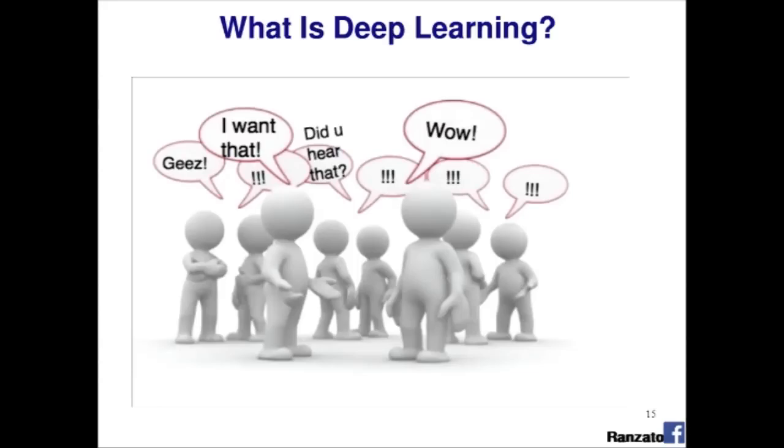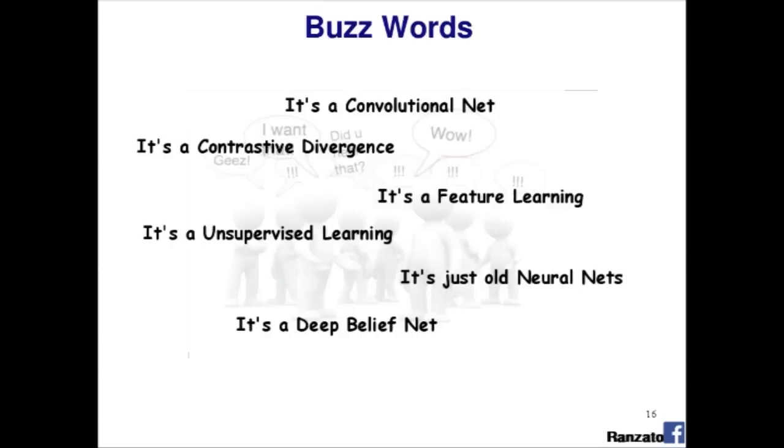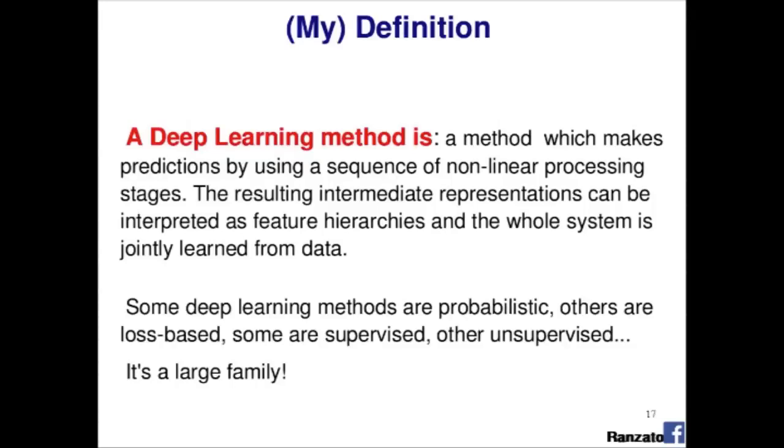Many people talk about deep learning, but in my opinion, there is not a clear idea of what it is. There are a lot of buzzwords. It's a deep belief network. No, it's unsupervised learning. No, it's a convolutional net. I don't know. So there is no consensus of what is the definition here. Here is just my definition.